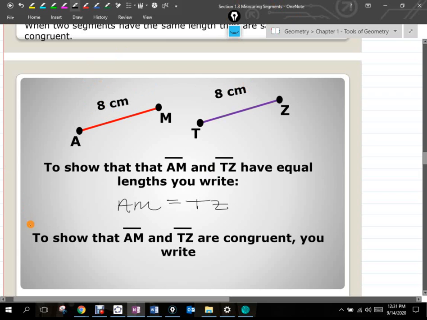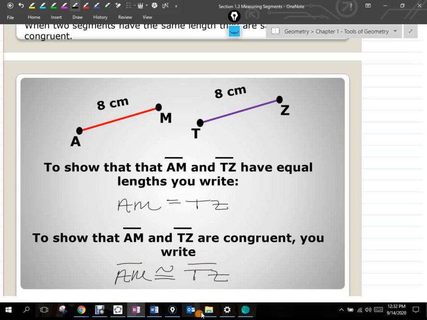If I want to tell people that these two shapes are congruent, so that I can cut and paste them, I would say segment AM. And then we write our congruent symbol, which is that symbol there, an equal sign with that little tilde on top. And then I say segment TZ.